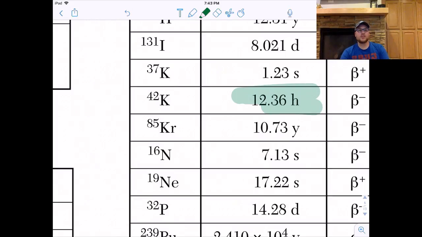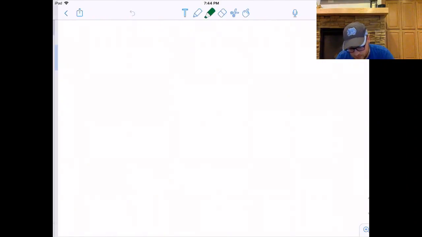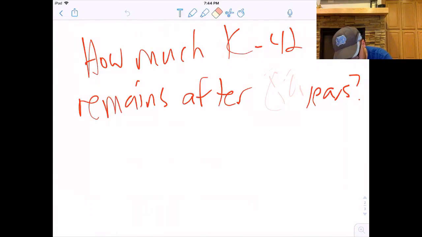So K42 will divide by 2 and become half every about 12.36 hours. I'm going to pick a different number than 80 years, because that's a little bit too much. Let me see. Yeah, 49 hours, because 80 years will be dividing by 2 forever. So let's say 49 hours.